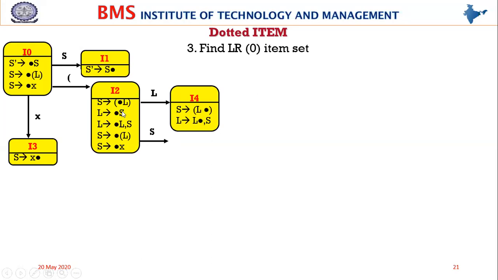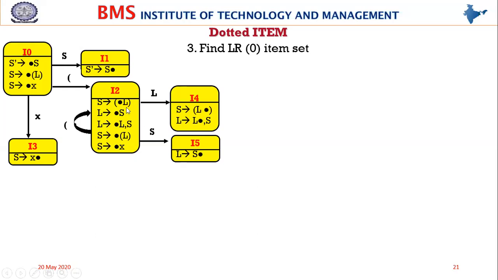The next move is possible on S. So on S, we have L produces S dot, and I5 is also closed now. There is no further movement because the dot has reached the extreme right. And if there is an open parenthesis, what will happen? You go into this production, S produces open parenthesis dot L close parenthesis. Again, we have a dot in front of L, so we should include all L productions. Again, we get a dot in front of S, so we should include all the S productions. That means this becomes a self-loop. We are reaching the same set, same combination.